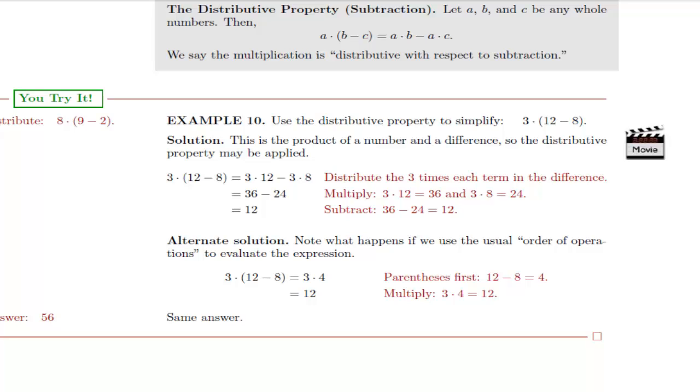Alternate solution. Note what happens if we use the usual order of operations to evaluate the expression. First, evaluate within parentheses. 12 minus 8 is 4, then multiply 3 times 4 to get 12. The same answer.